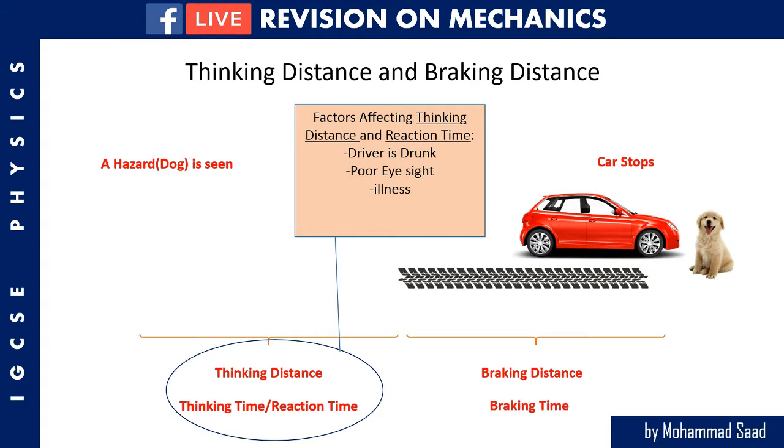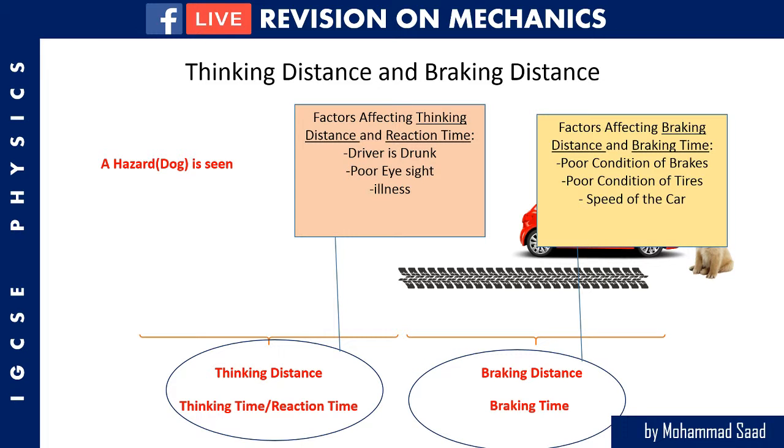Now the brakes are applied, and the factors that will affect the braking distance and braking time are not the case of the driver anymore. It is now conditions other than the driver that will affect the braking distance and braking time. Number one is the poor condition of the brakes. So if the brakes are not in good condition, they won't be able to grip the tires. As a result, the braking distance will increase.